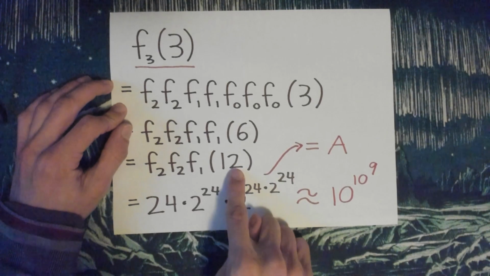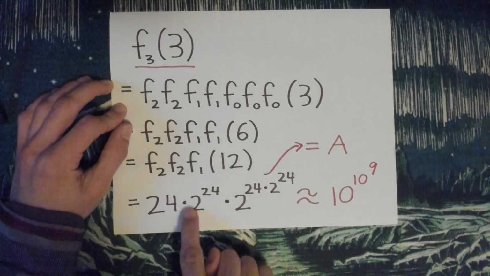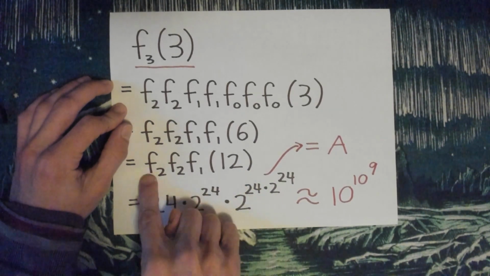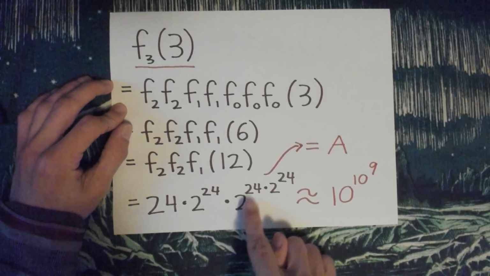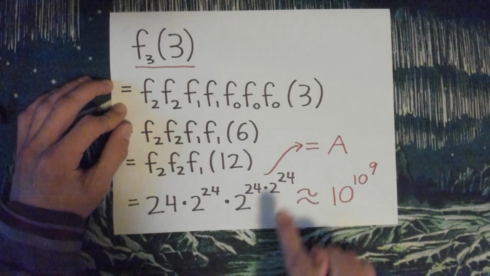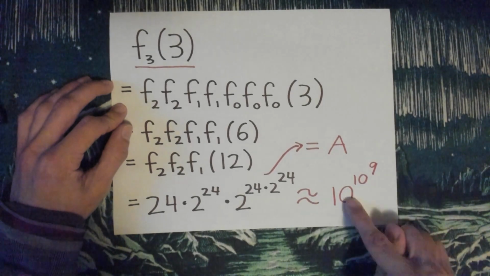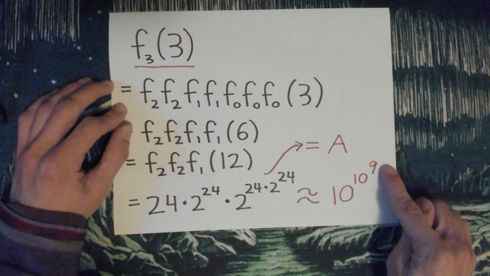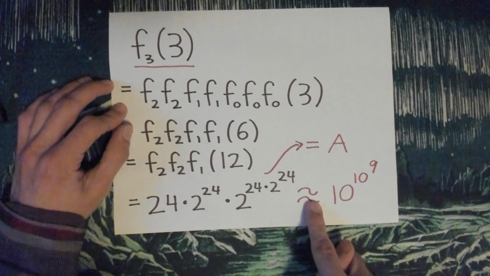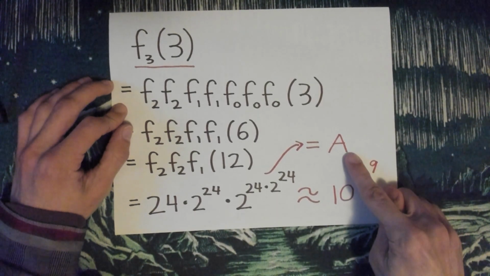And then f2 of 24 is going to be 24 times 2 to the 24. And then f2 of that is going to be 24 times 2 to the 24 times 2 to the 24 times 2 to the 24, which is approximately 10 to the 10 to the 9, 10 to the power of a billion. It's got about a billion digits in it, very, very roughly, because the specifics don't really matter that much. We're just going to abbreviate this whole thing with capital A.